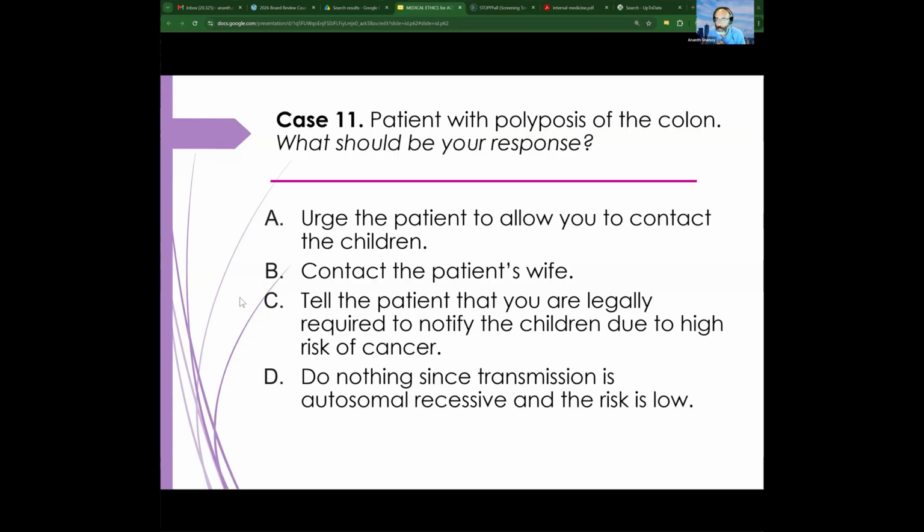Sharon, if we could open the poll. So, should we urge the patient to allow you to contact the children? Should you contact the patient's wife? Should you tell the patient that you are legally required to notify the children due to a high risk of cancer? Or should you do nothing since the transmission is autosomal recessive and the risk would therefore be lower?